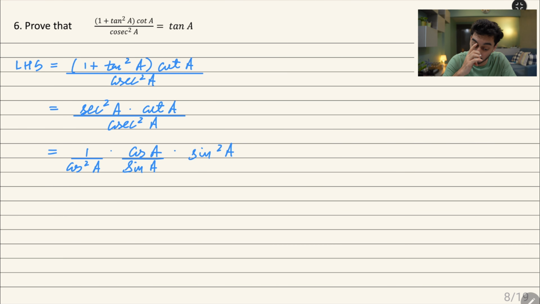Let us try to cancel out a few things. So I can see one of the coses can go away and one of the sines can go away. So what am I left with? I'm just left with a sine A upon cos A. Now sine A upon cos A is simply tan A, and that is exactly what is my right hand side.